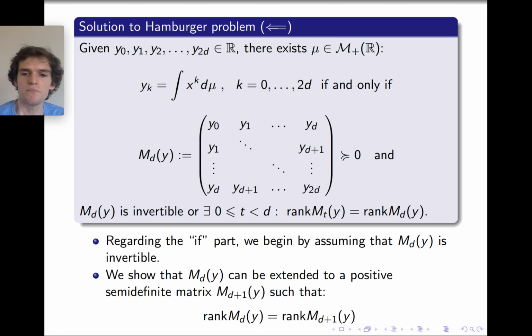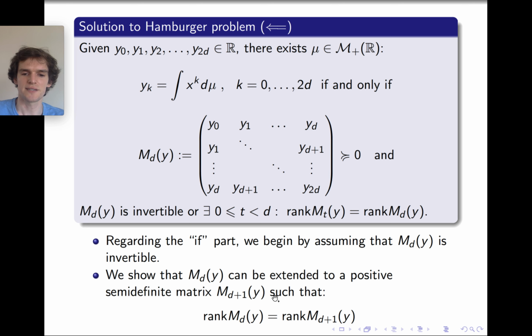We're going to begin by assuming that the moment matrix is invertible, so this case here. And we're going to show that in that case, M, the moment matrix of order d, can be extended to a positive semi-definite matrix, a moment matrix of order d plus 1, such that the rank is preserved. What that means is that effectively we can always just assume that this rank condition is satisfied for the purposes of the proof. Because if this is satisfied, then you basically just have to add 1 to d, and then you're going to be in this case here.